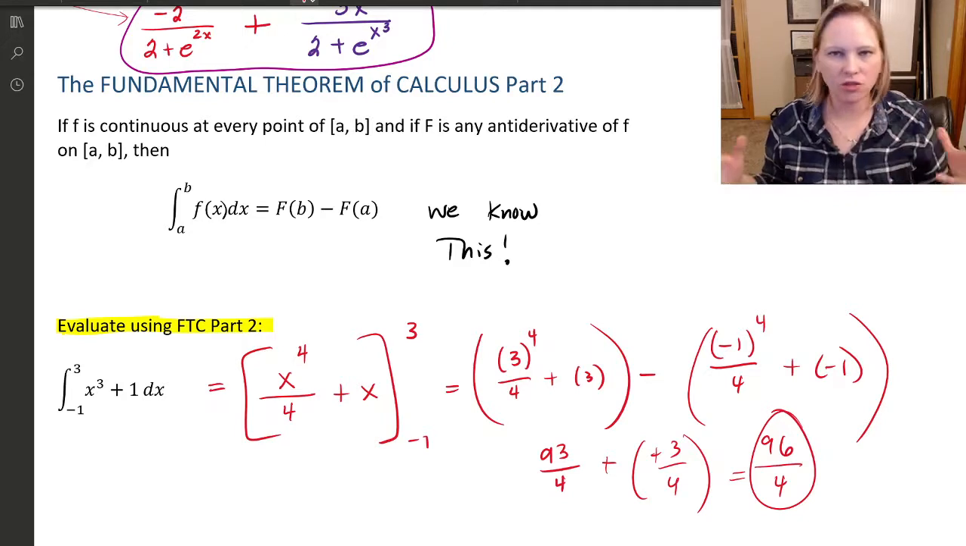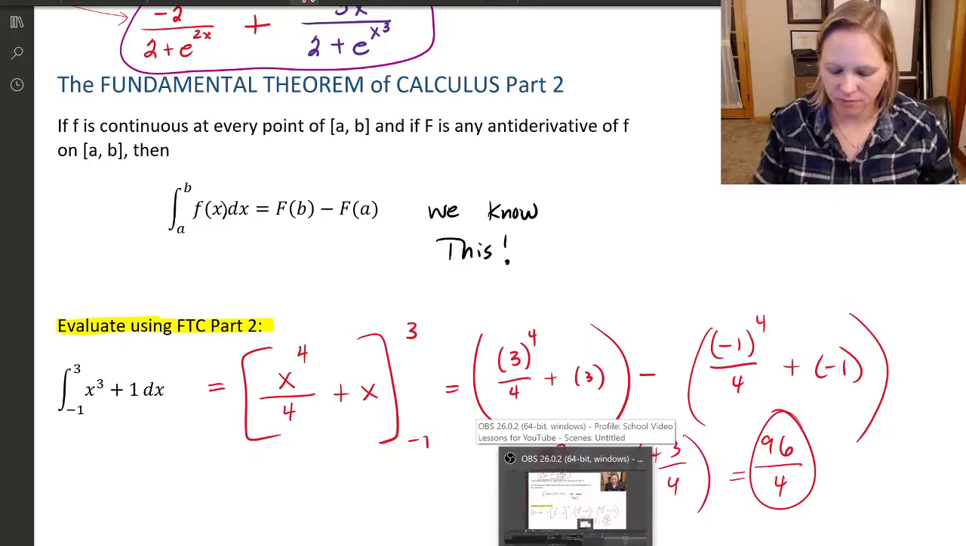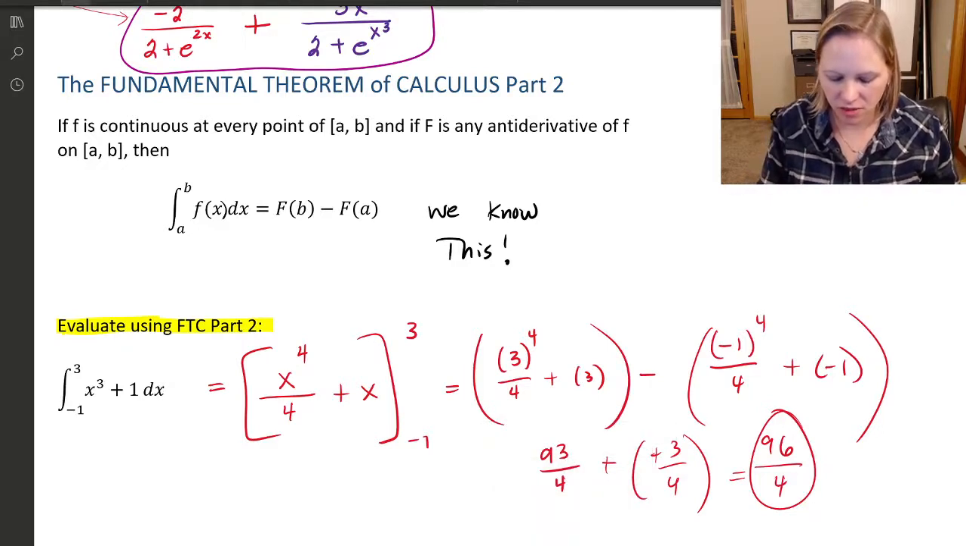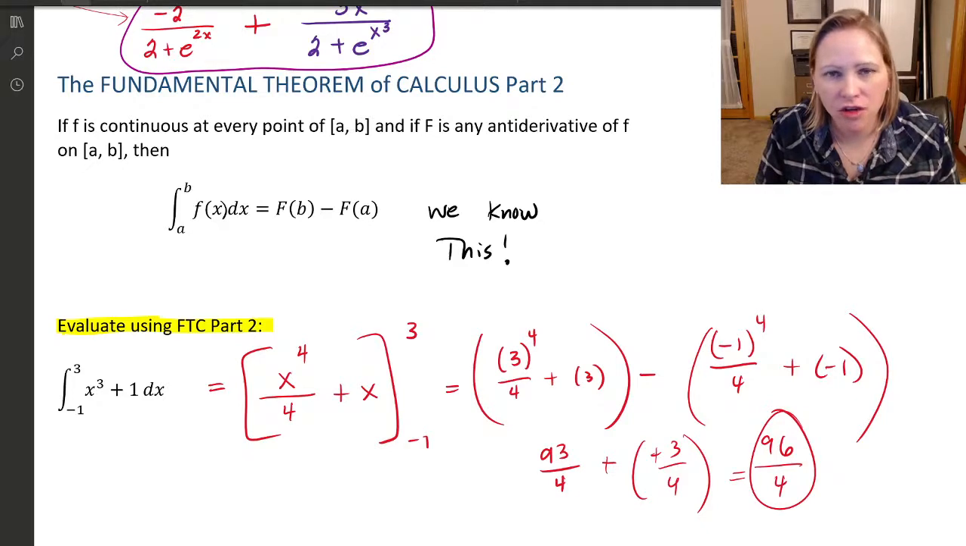And you've been doing it. It's not new information. It's certainly not anything we haven't seen yet. We're just now going to call it the fundamental theorem of calculus part 2. So if all of this seems confusing, try some on your own. Check yourself that you're getting the right answer. And if you need help, you should always reach out and ask for help.